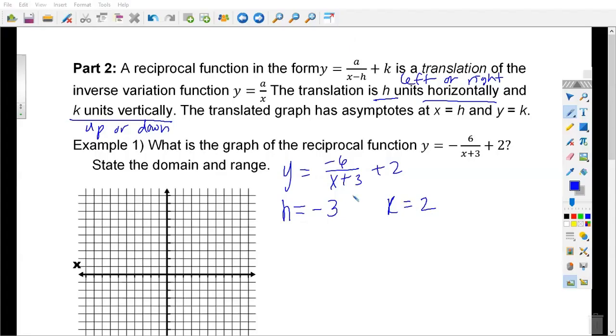Because H is -3, that means I'm actually going to the left, right? K is +2, so that means it's going to go up. Same transformation rules as quadratics. Nothing different. But this also tells me that my H is still going to be my vertical asymptote. So I still know that it's going to be at x equals -3.